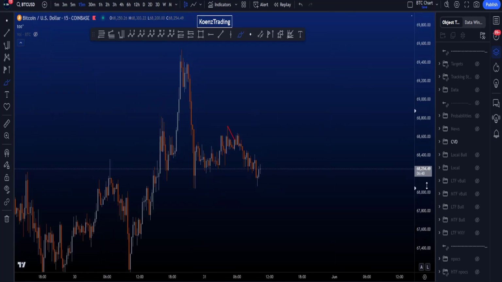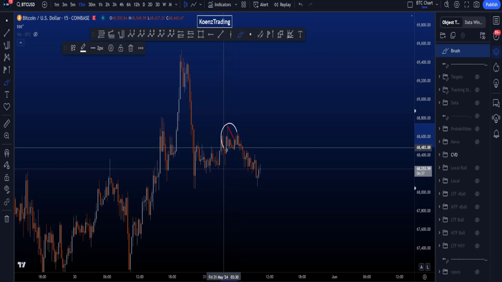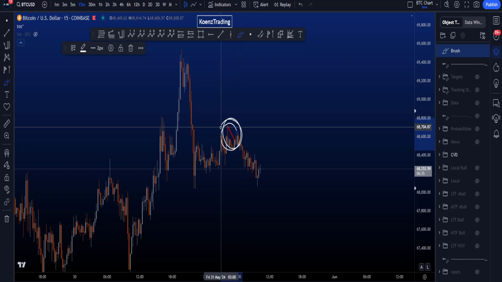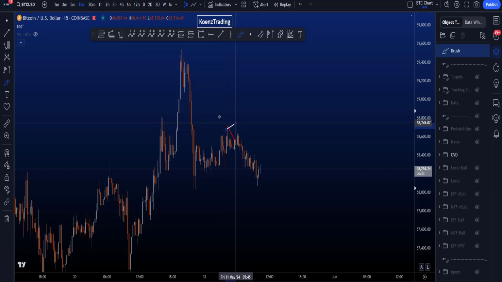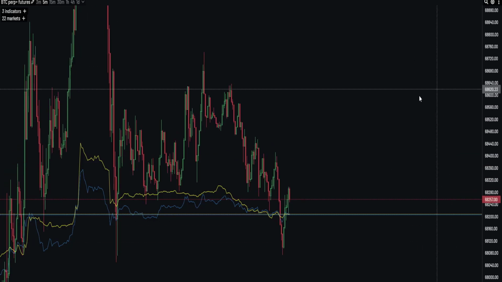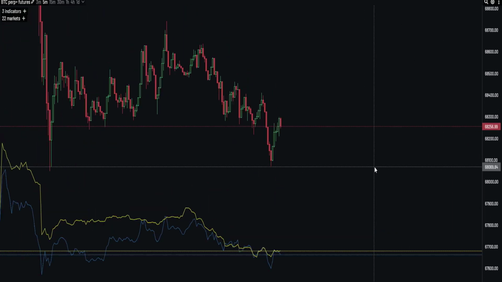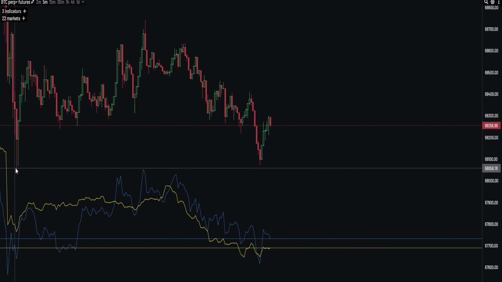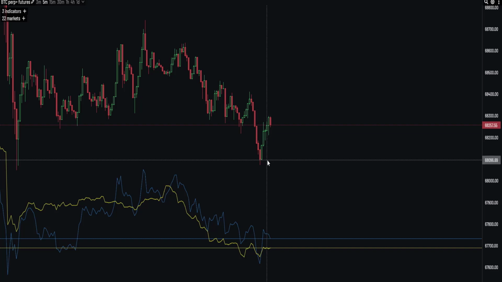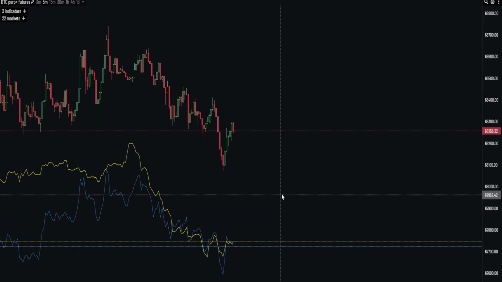67.5k. If we then look at the CVD divergences, then we did have some bearish CVD divergences over here, right? Lower high in price, higher high on the CVD, but that already played out. And now on the chart we have some bullish CVD divergences, higher low in price, lower low on the CVD, but we did touch the 886, increasing Elliott wave probabilities to take out this low sooner or later.